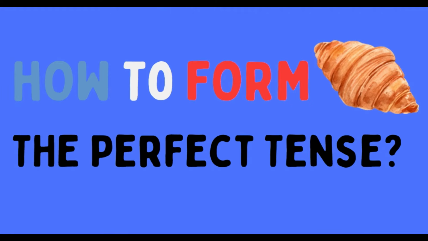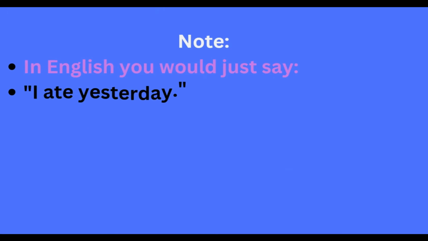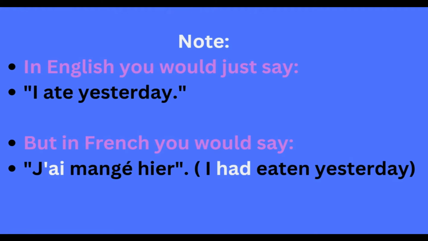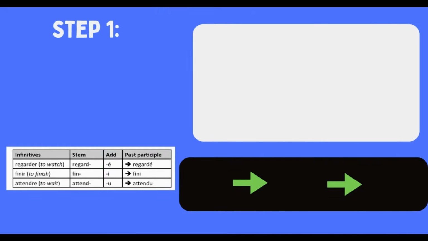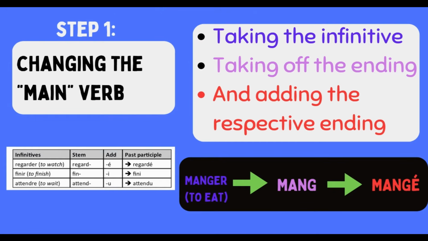Now let's look at how to form the perfect tense. Now note, in English, if you wanted to talk about the past, you would just say something like, I ate yesterday. But in French, you would have to say, I had eaten yesterday. Now, when we're looking at I had eaten yesterday, we have this extra verb had. And in French, this extra verb has a name. It's called the auxiliary. Now, anytime you want to say anything in the perfect tense, you are going to need this auxiliary verb.